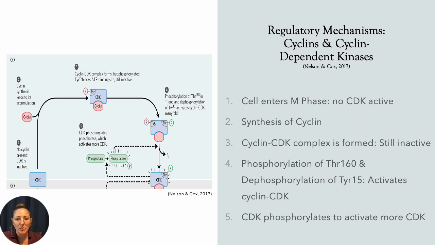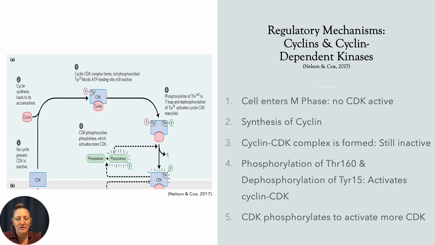So here we have that top portion of the diagram that we had just looked at, and step 1 shown here in the bottom left shows that the CDK is inactive when the cell enters the M phase or mitosis phase. Step 2, we are going up to the top left. The cyclins are synthesized, rolling into step 3 at the top center. This is where the cyclin CDK complex forms after the accumulation of cyclin occurs. The phosphorylation of tyrosine 15 blocks that ATP binding site, making the cyclin inactive.